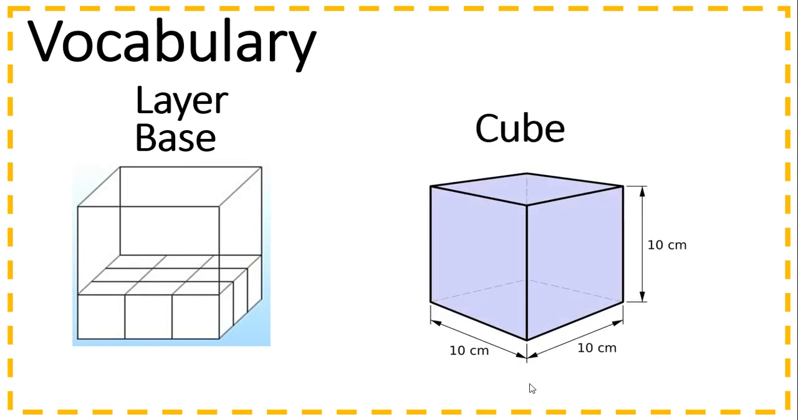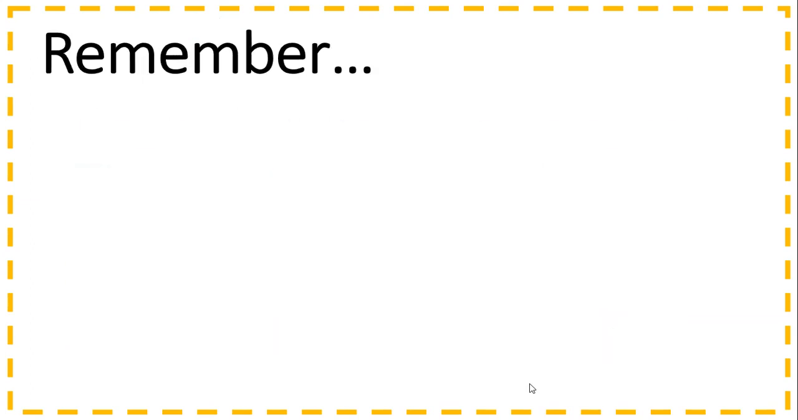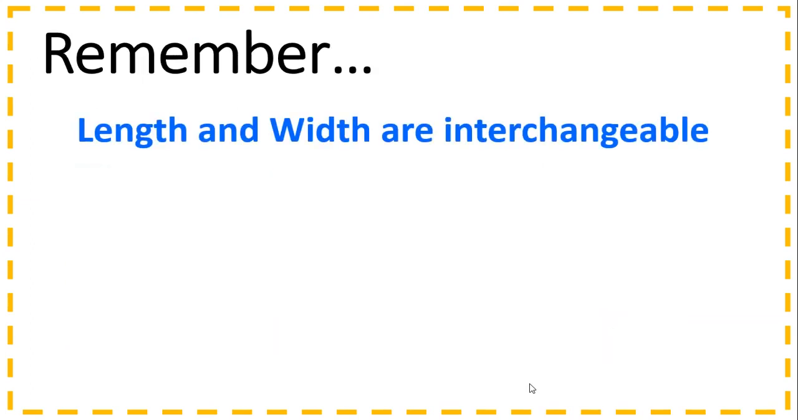Here we have a cube. Notice a cube's dimensions of length, width, and height are all the same. Each side measurement is 10 centimeters. When all the side measurements are the exact same, we know that it is a cube. Remember from last week, length and width are interchangeable. That means that if we turned the rectangular prism on its side, what was the length can now be the width, and the width can now be known as the length.